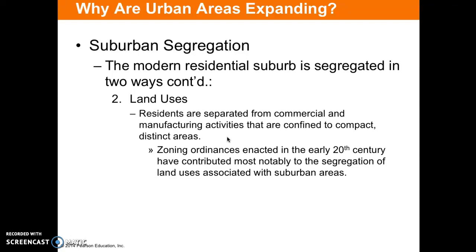But we don't have a lot of what's called mixed-use development. So to get to a lot of the stores you need to shop at, you'd have to drive across town to the commercial center. Things like zoning ordinances in the 20th century contributed to the segregation of land uses associated with suburban areas. And land use segregation can contribute to suburban sprawl, again, because you have to travel to get to these different pieces of land. You have to travel to get to a grocery store. You have to travel to get to a doctor.